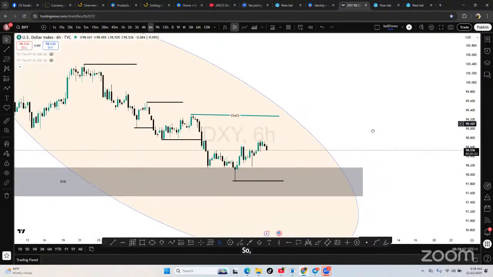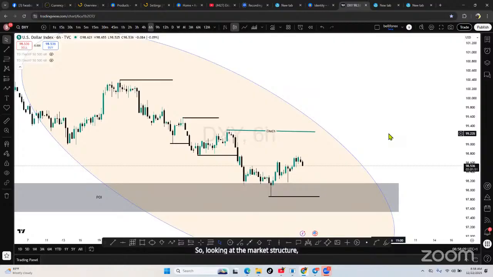So, looking at the market structure, the DXY has not changed into a bullish movement, but we have seen a bullish rejection on the DXY.